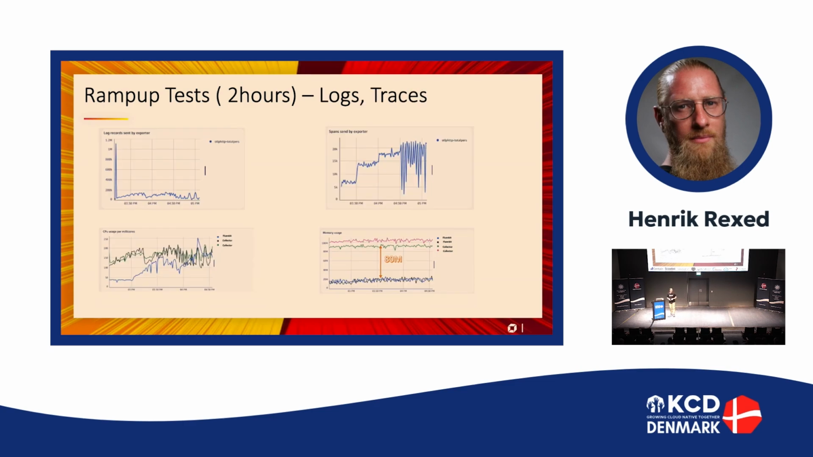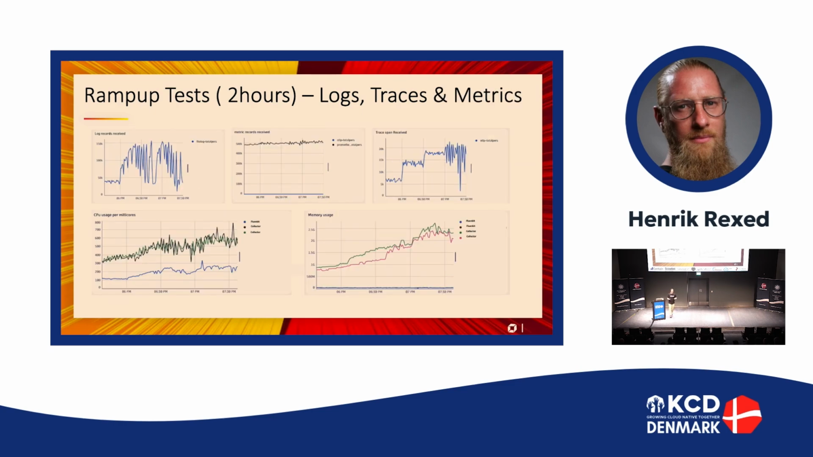Now if I introduce the traces, I just have the ramp up of the traces coming in. It's basically the same thing. No major differences in terms of resource usage. Fluent Bit is better in terms of CPU and better in terms of memory. So no big difference. And then I introduced the metrics.